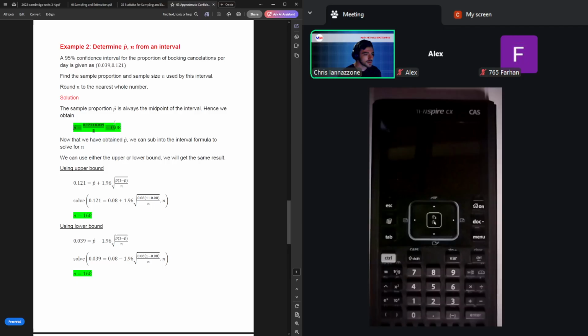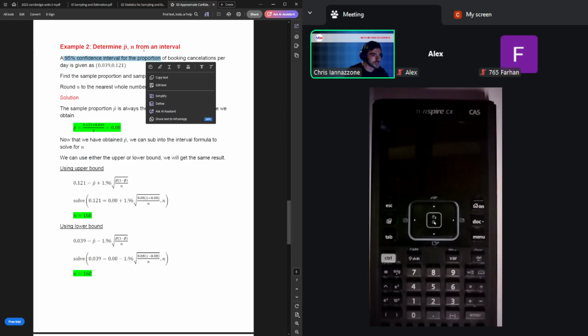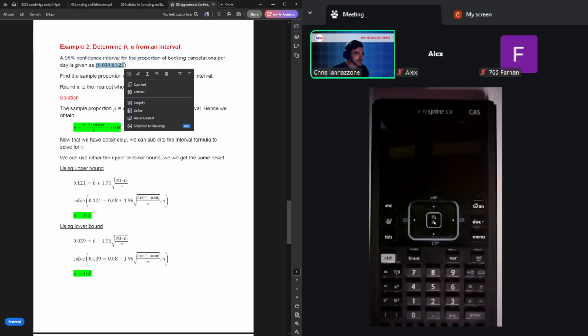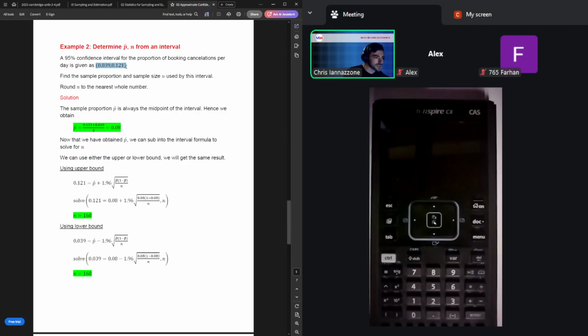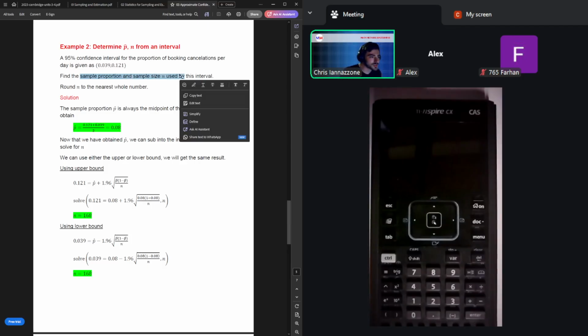especially the p hat. So basically what's going on here is it's saying, hey, we got a 95% confidence interval. Here it is. Just by looking at the interval and knowing it's a 95% confidence interval, you can actually figure out what sample proportion and sample size was used by the interval, which is kind of strange to think about, but you can.